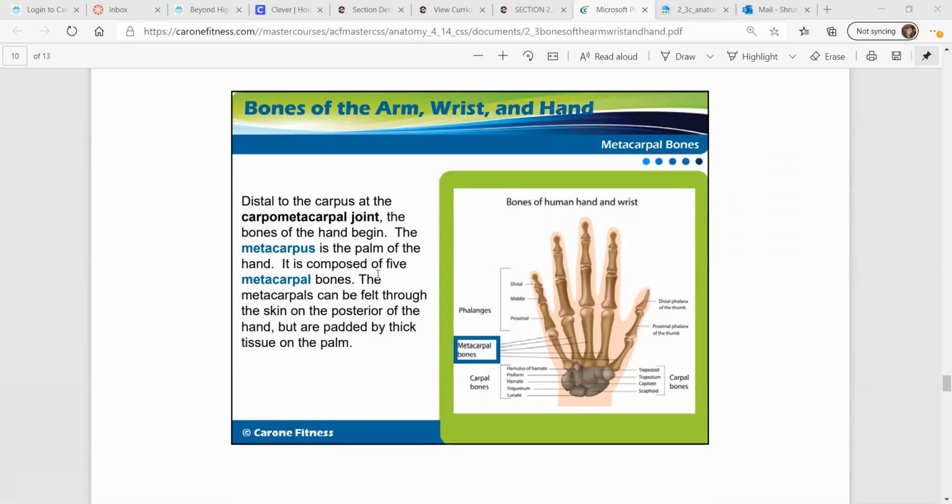Distal to the carpus, at the carpometacarpal joint, the bones of the hand begin. So distal means towards the fingers, towards the end of the limb. There's the carpometacarpal joint. The metacarpus is the palm of the hand, and it's composed of 5 metacarpal bones. The metacarpals can be felt through the skin on the posterior of the hand, but are padded by thick tissue on the palm.